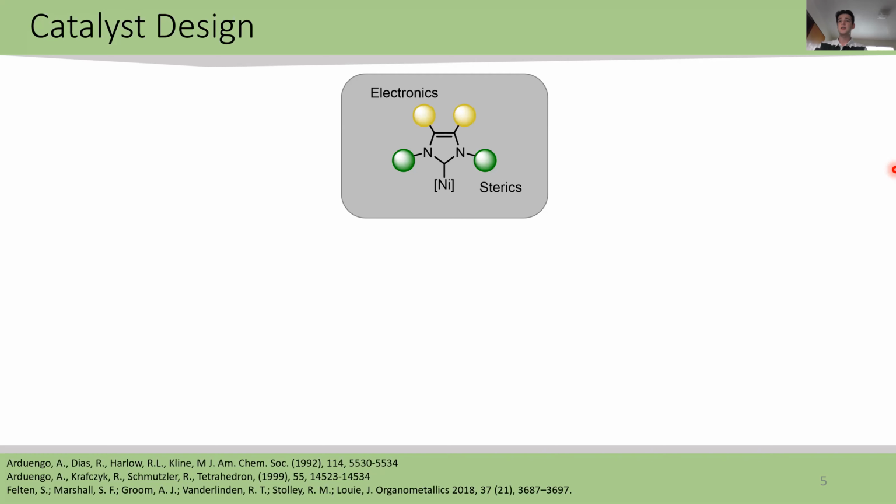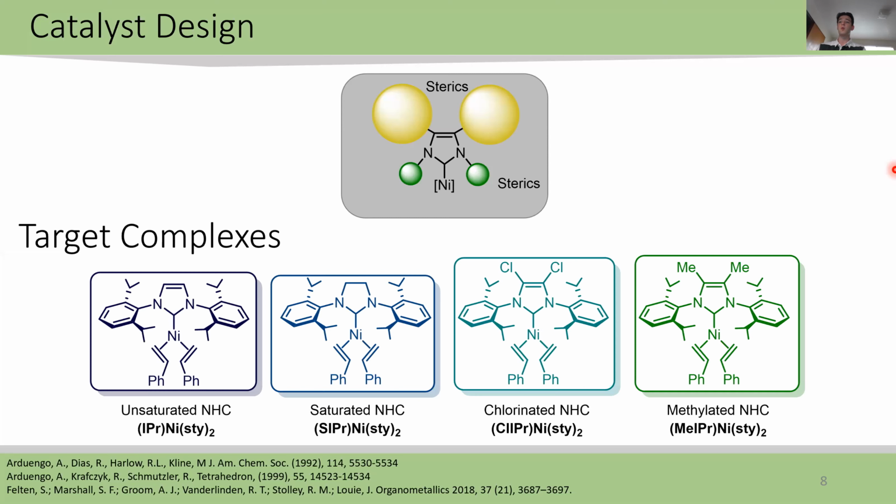That said, what's novel about our system is we imagine that if we increase the size of that backbone, and we increase it, and we increase it, we're now not only changing the sterics, we're also changing the electronics on the backbone. So instead of just the traditional picture, we're now modifying multiple different pieces by changing the backbone, which is an easily functionalized part of the NHC. With that in mind, I hypothesized four target complexes that range in terms of steric character. This unsaturated NHC is the smallest, and moving up the line to the methylated NHC, that's the largest complex in the system.